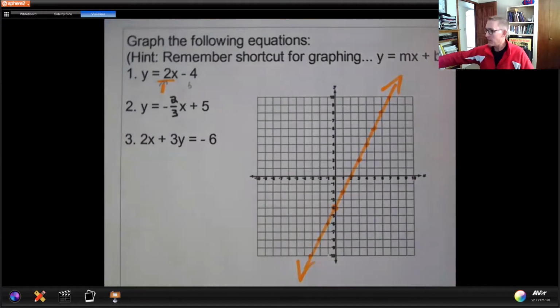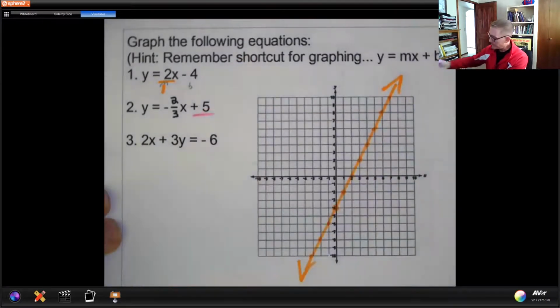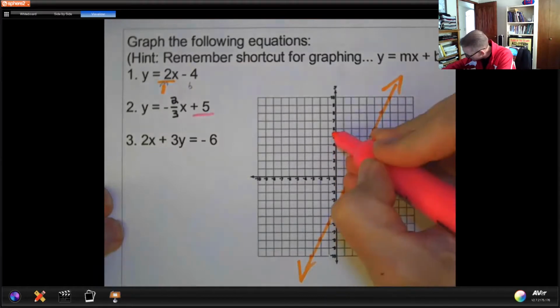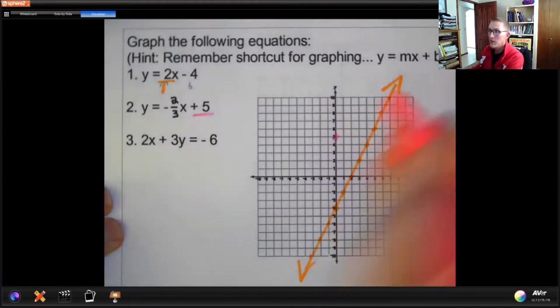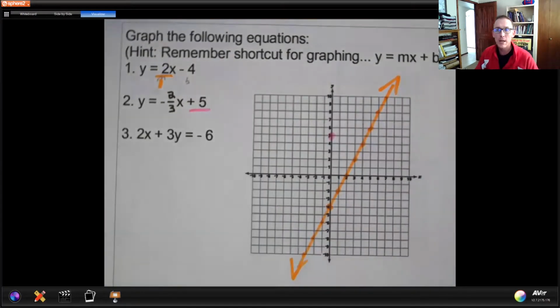Now let's take a look at the second example here. We'll use a different color. For the second example, I'm going to start with my y-intercept at +5. So I'm going to go up to 5. And now my slope is -2/3. Now remember, only use that negative sign once. I like to give it to the top of the fraction.